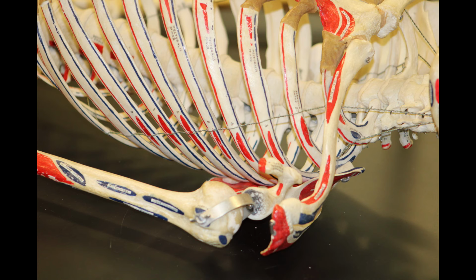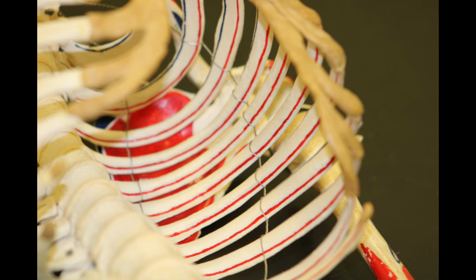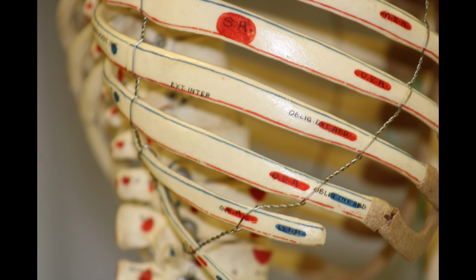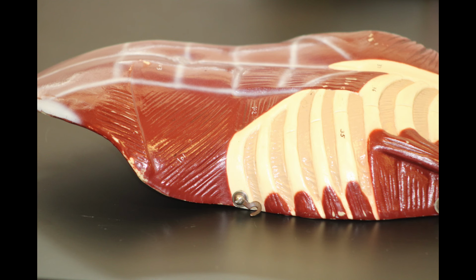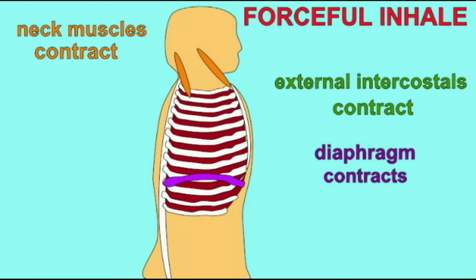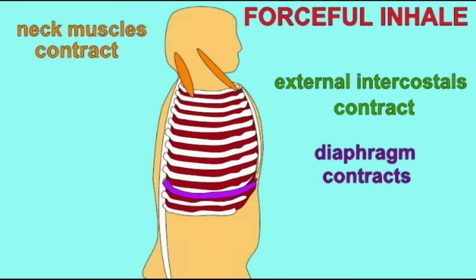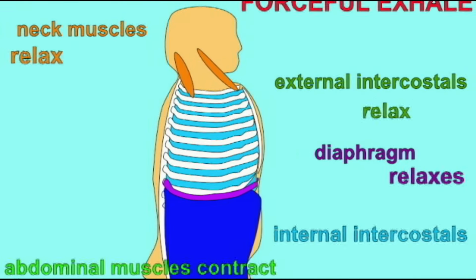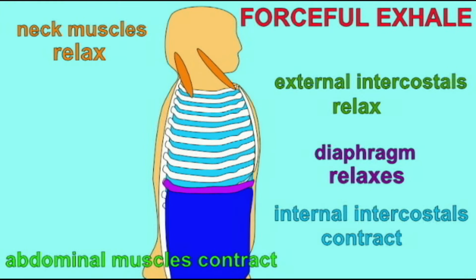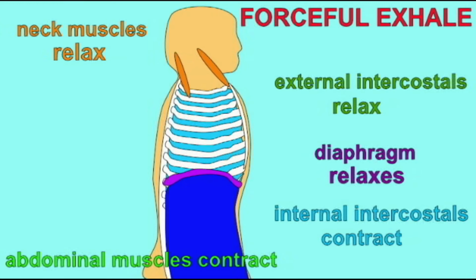There are extensions of the internal and external obliques, which form internal and external intercostals, muscles between the ribs. They originate on the borders of ribs, and while the external intercostals contract to increase the volume of the thorax during an inhale, the internal intercostals contract to decrease the volume of the thorax in a forceful exhale.